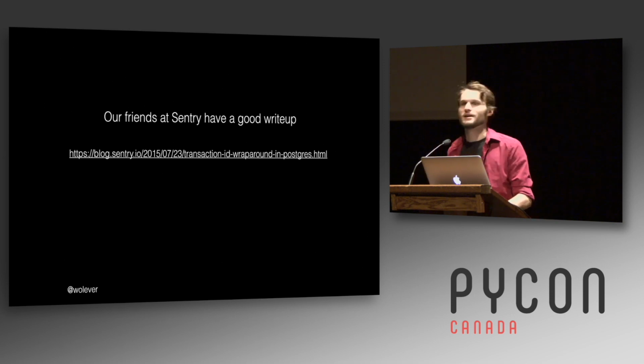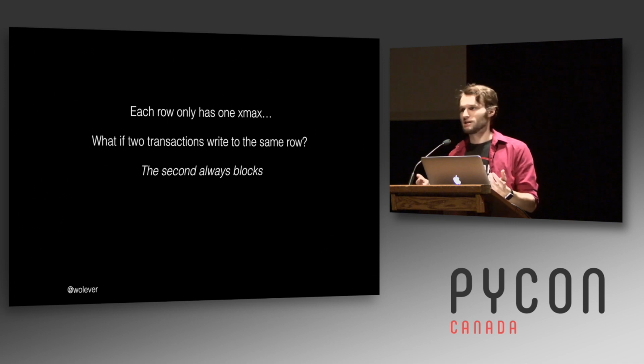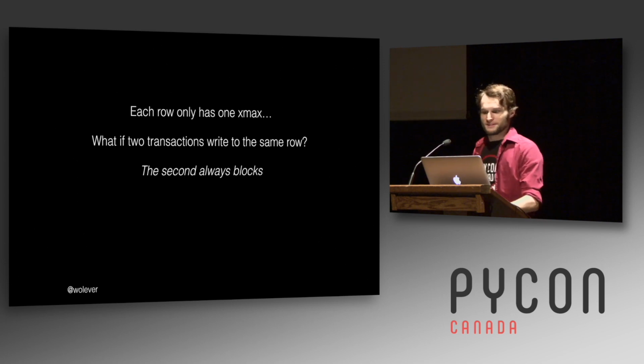Now, the last question you might have in your head is, I mentioned that each row only has one xmin and xmax. So what happens if 2 transactions try to update one row at the same time? And the answer is the second one just always blocks. It's really inconvenient, and there's no way around that. But I would really encourage all of you to play with that and learn about those semantics, because if you're using Postgres as a database, it's incredibly powerful to know how transactions work, and it will also save you an incredible amount of time debugging if you understand weird edge cases like this one.